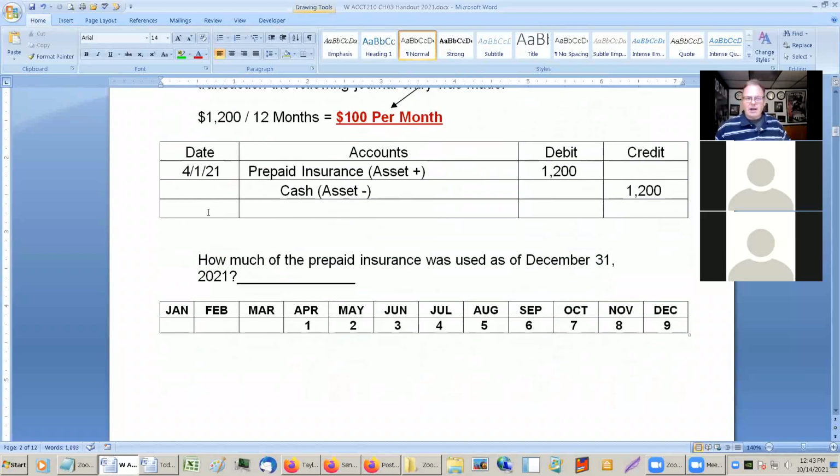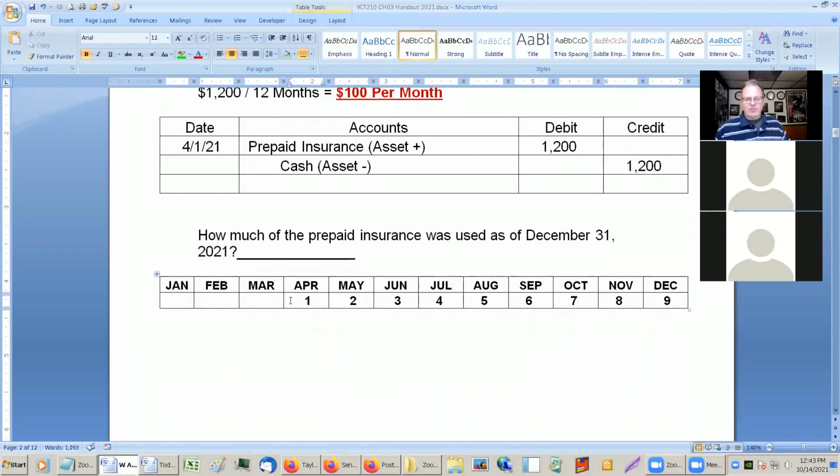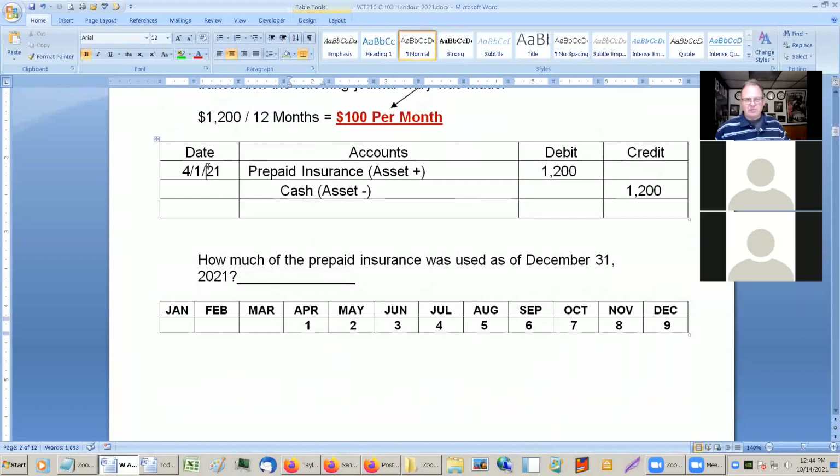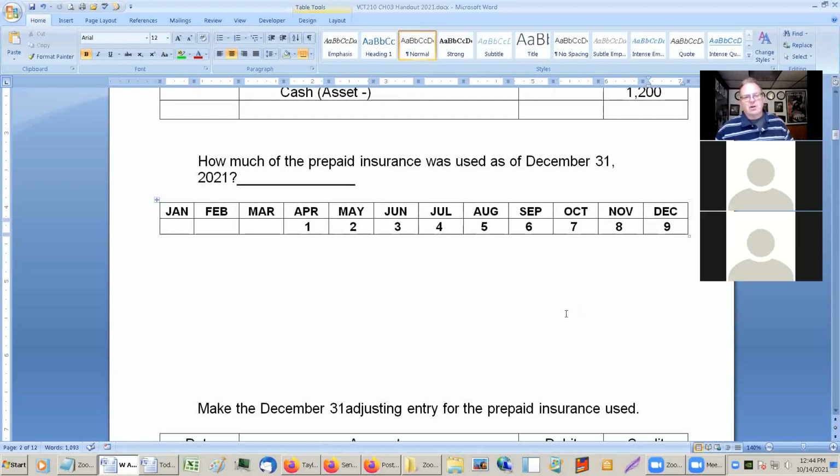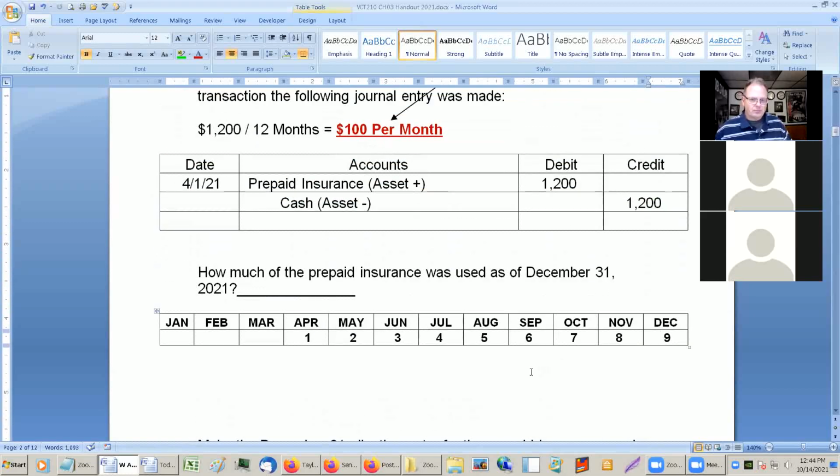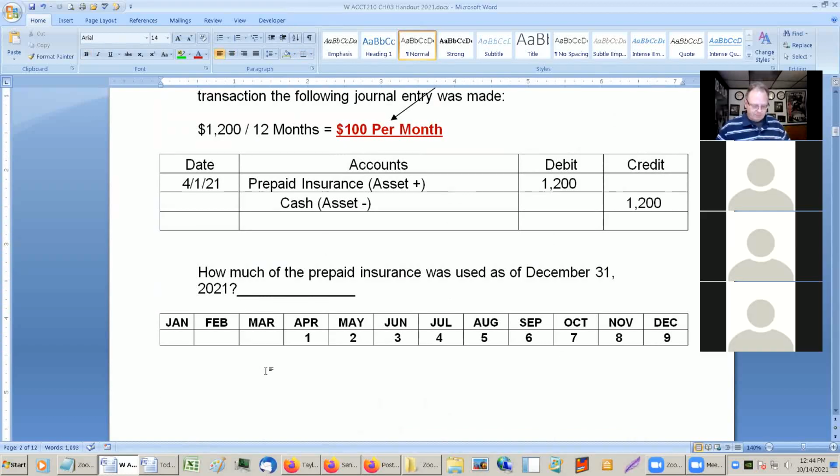Okay, so we bought it on April 1st. So down here, we're going to have the month. April, so we're going to count all of April. The question is, how many months do we have it for? How many months have we used up yet? April, May, June, July, and so on. We've had it for a total of 9 months. So how much was used? 900.